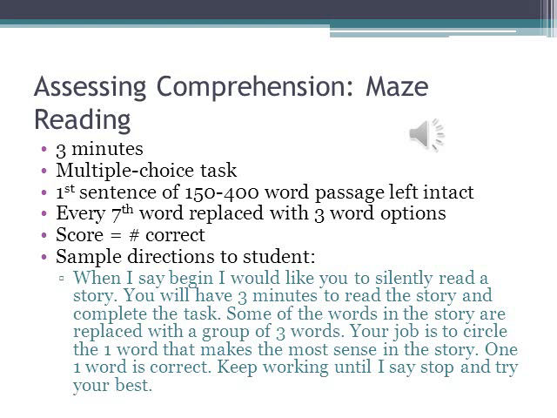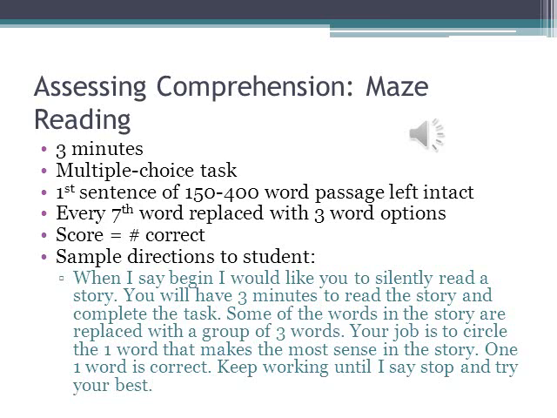The Maze reading task is a CBM assessment for reading comprehension. And here the student's given 3 minutes, and it's a multiple choice task. Basically, you have a 150 to 400 word passage, and the first sentence is left alone, but following that, every 7th word is replaced with 3 word options. And the student's task is to go through the passage, and whenever they are presented with those options, to pick the word that makes the most sense in that passage. And your score is just the number that they respond to correctly.